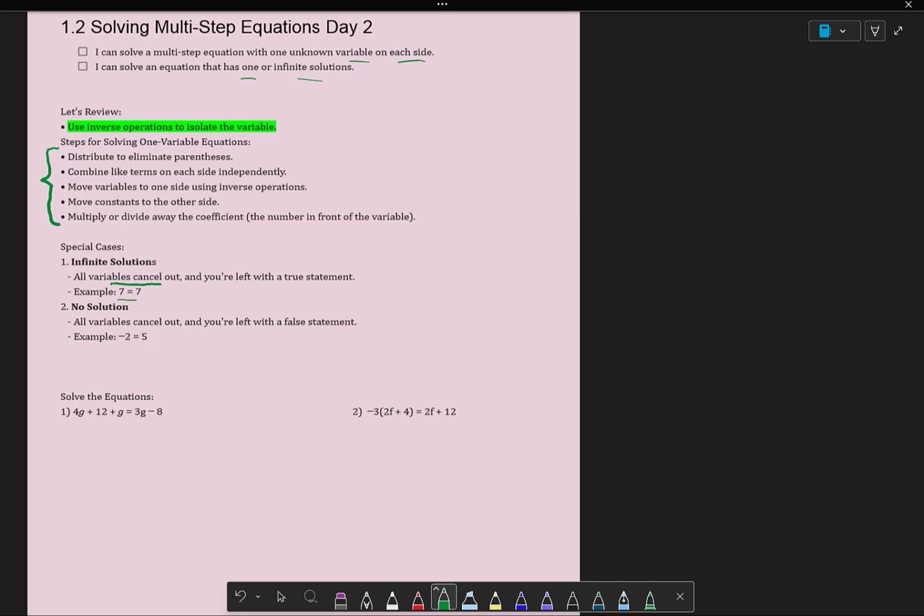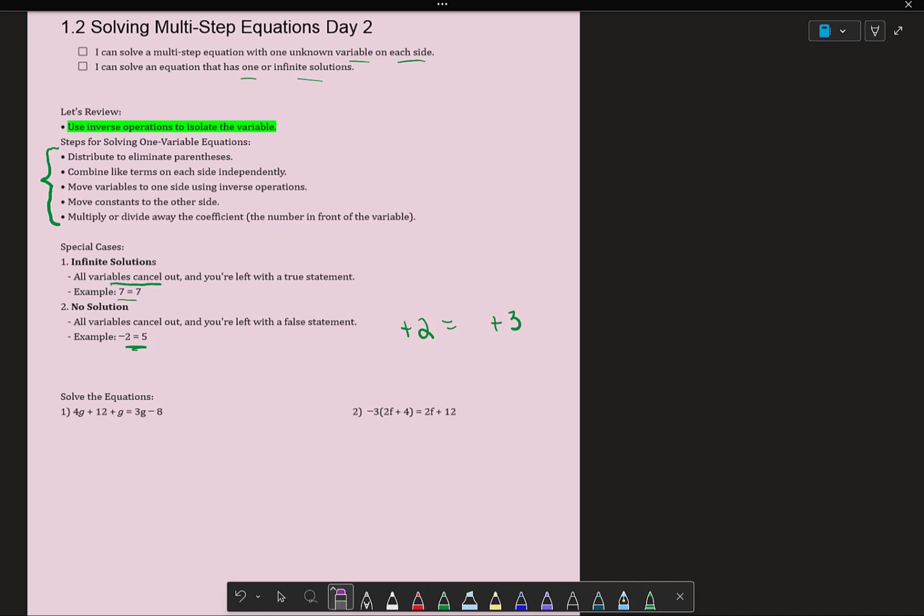Likewise, in a similar manner, you get no solution when you're solving it and all of the variables cancel out and you're left with a false statement. So for instance, if you get x plus 2 equals x plus 3, and if we subtract x from both sides here, we would end up with positive 2 equals positive 3, which makes no sense. That means that equation has no solution.